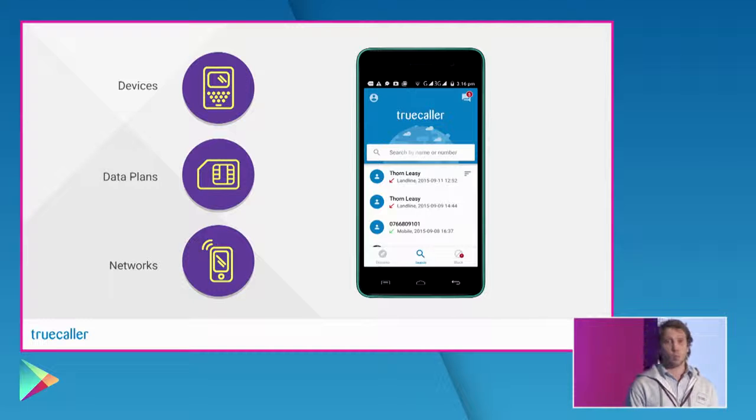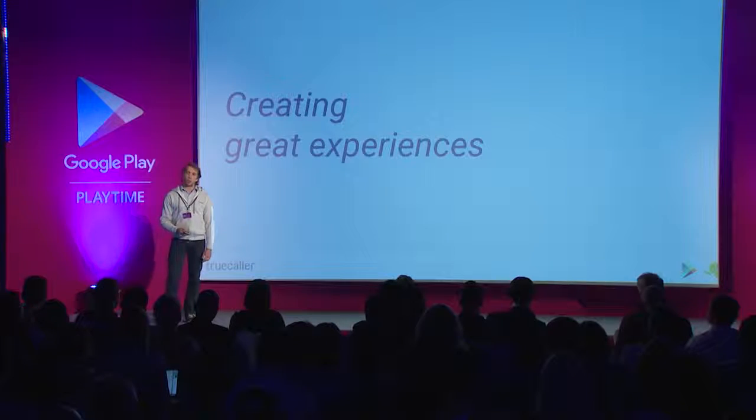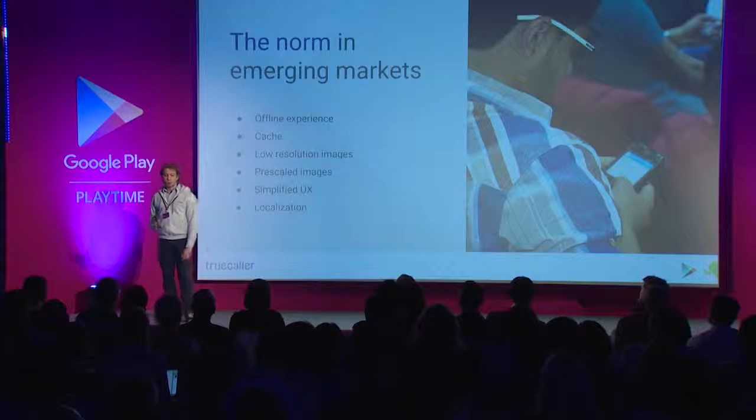And finally, networks. They are slow. 3G is now the norm, and they are congested. Even Wi-Fi is slow because it's based on slow landline connections, and it's not always available. So how do we build great experiences for those markets?